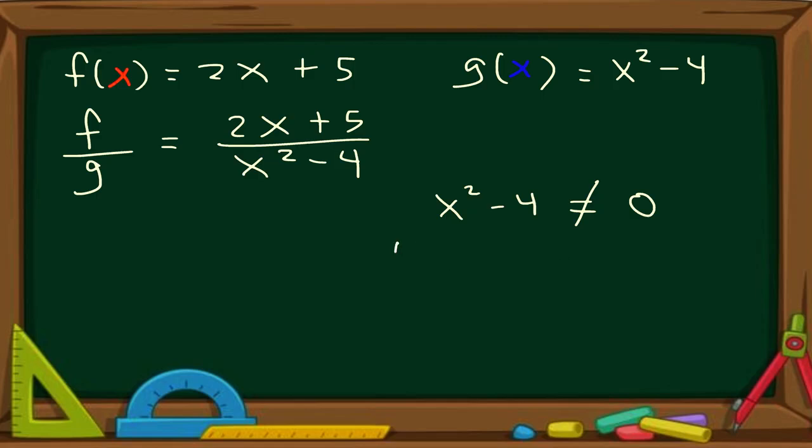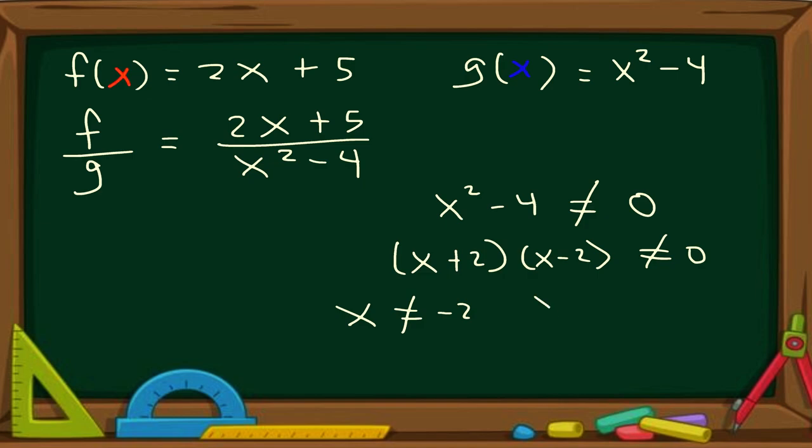Now we can factor x squared minus 4. It's x plus 2 times x minus 2. So therefore, x cannot equal negative 2, and it can't equal 2. These are the vertical asymptotes, but they're also infinite discontinuities. There's no way we can plug in negative 2 for x. The function will be undefined. Anytime you have a 0 on the bottom, it's undefined.